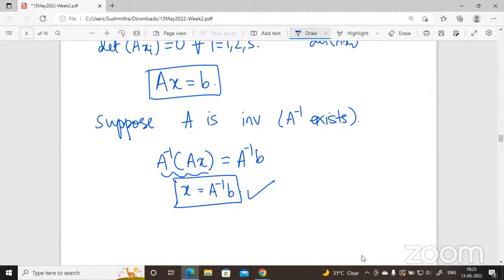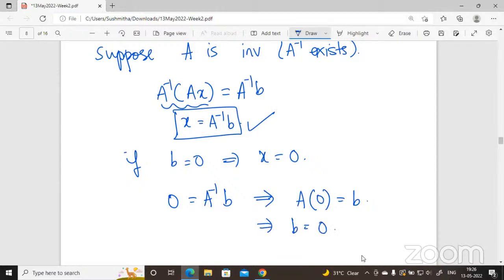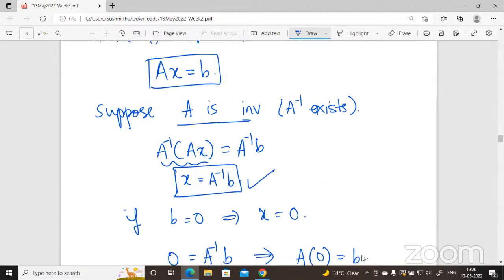Yes, ma'am. So now if B is 0, then X is 0, right? Yes, ma'am. Because A inverse of the 0 vector will be 0. Now what I already know is X is 0. I have this. Now can I pre-multiply by A? Yes, ma'am. So B is 0, right? This is the reason. If A is invertible, I have only one solution, and that solution is this.